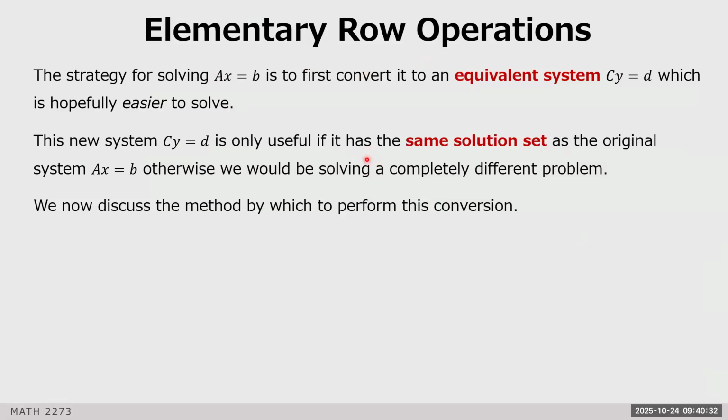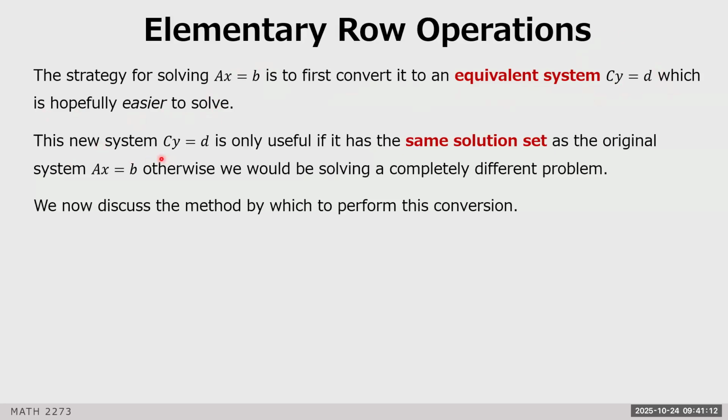So if you're wondering, is this the same elementary row operation you did in high school? The answer is yes, it's exactly the same. So the strategy for solving Ax equals b is to first convert it into an equivalent system. We will meet later on what equivalent system means. Cy equals d, which is hopefully easier to solve. So we have Ax equals b, and this might be very complicated looking, right? We don't know how to solve it. We're going to convert it into Cy equals d, and hopefully this is much easier to solve.